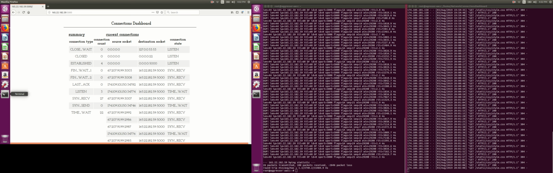Okay, that's a SYN flood in a nutshell, and imagine this on a massive scale, and that's a DDoS attack of SYN floods.